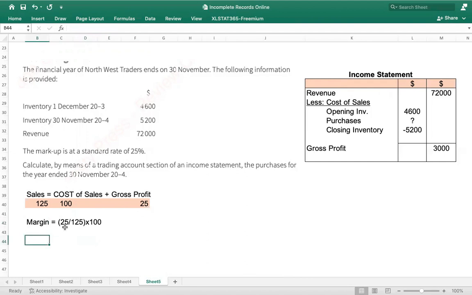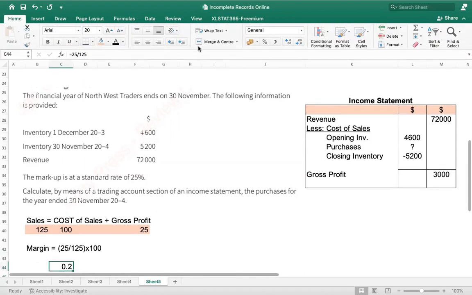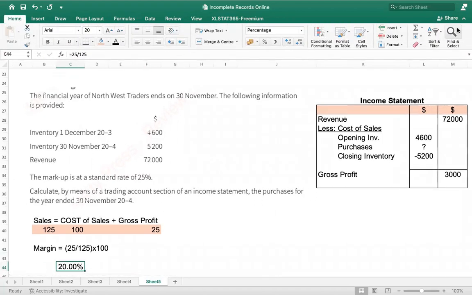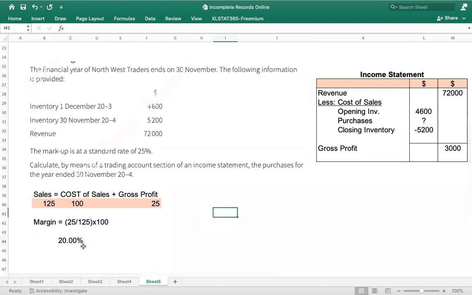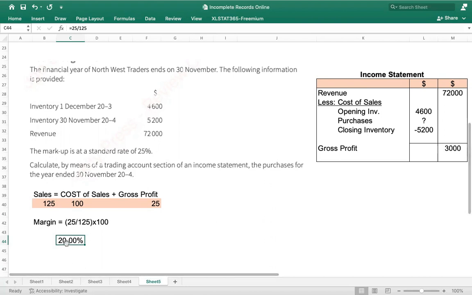Margin means gross profit divided by net revenue, that is 125 multiplied by 100. Now see 25 divided by 125. So I got how much percentage? 20%. So what is the margin now? 20%. Now we will use this. We will not use this markup. This markup percentage I used to find margin.